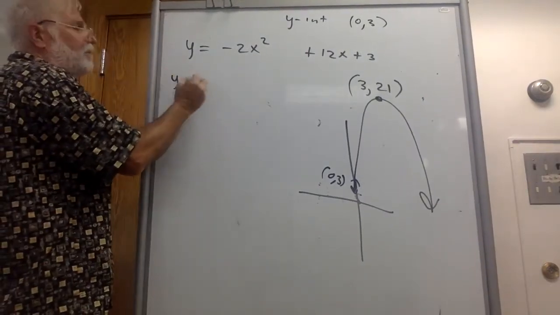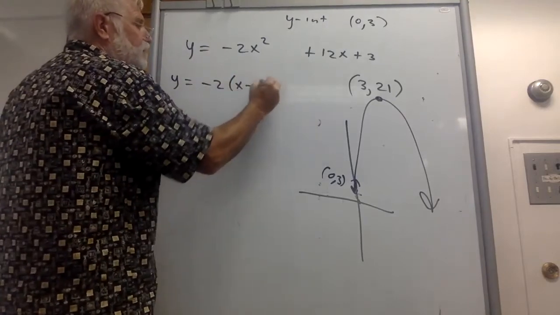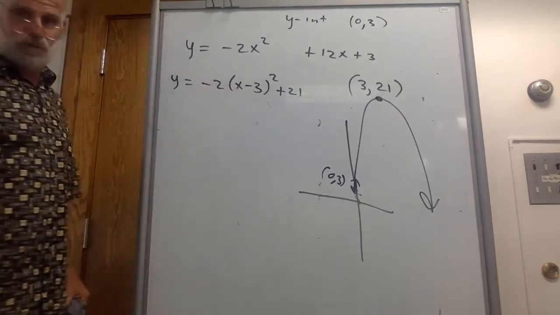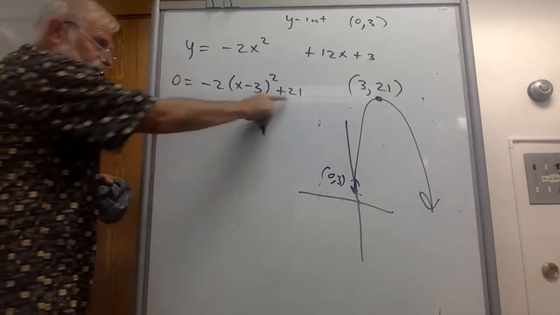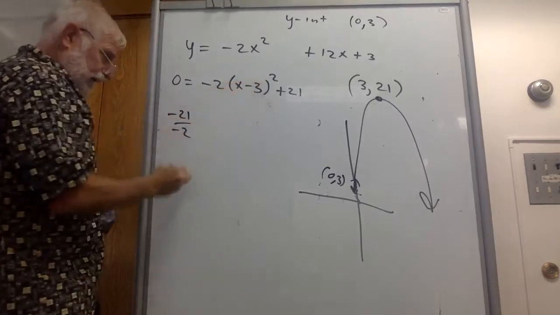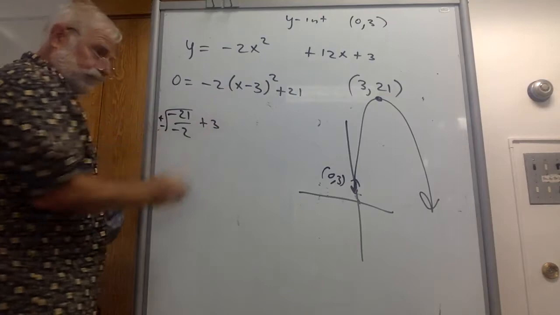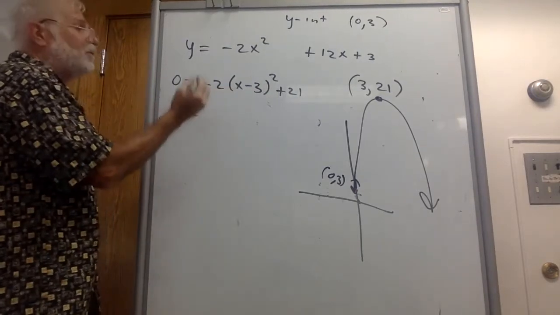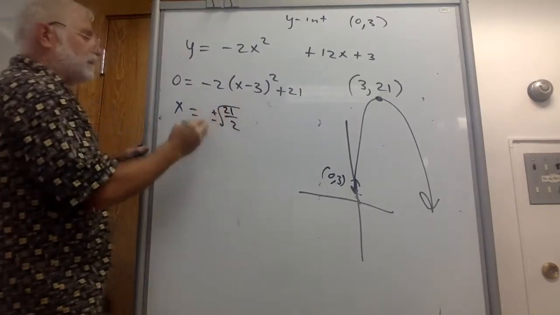Another way to write this would have been -2(x - 3)^2 + 21. Putting it in this form is extremely helpful because I can now find the roots. I can subtract 21. I can divide by -2. I can take the plus minus square root and I can add 3. So you should probably isolate x and see if you get 21 over 2 plus minus 3.